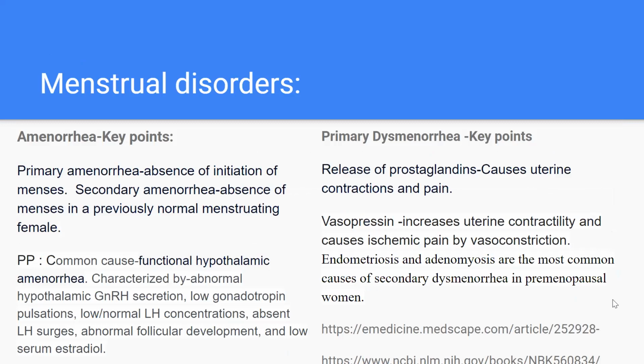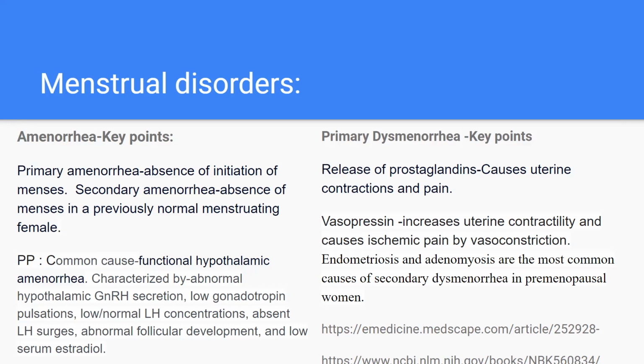There are 2 types of menstrual disorders that you'll see on exams: primary and secondary amenorrhea. Primary amenorrhea is absence of initiation of menses. Secondary is absence of menses in a previously normally menstruating female.